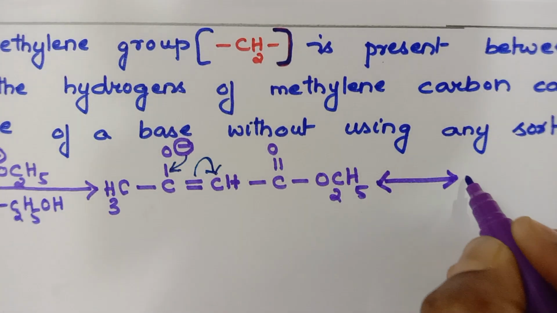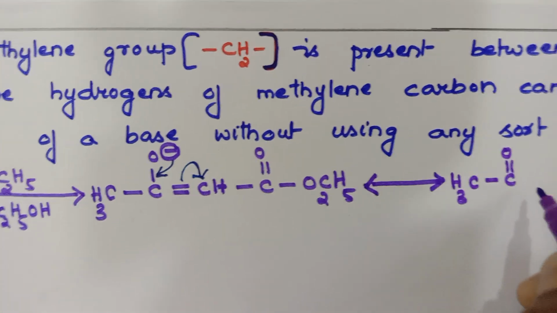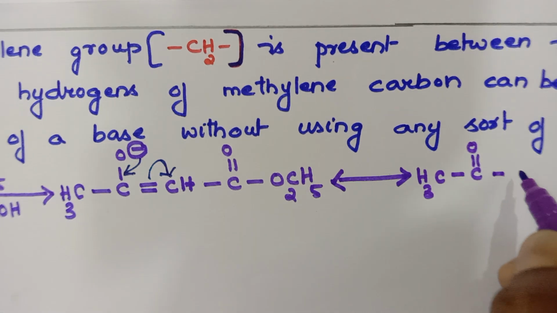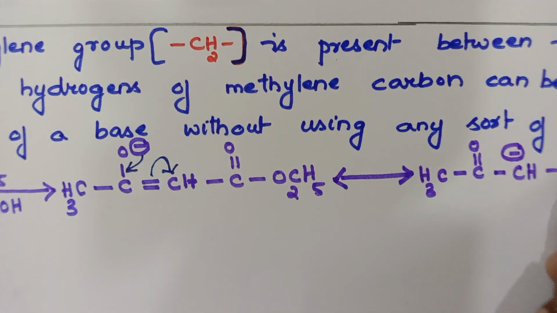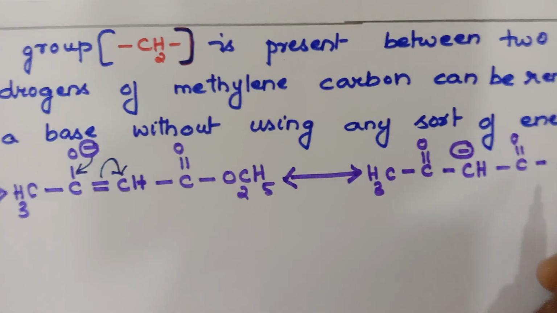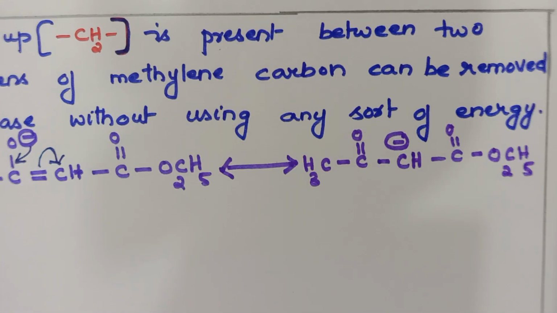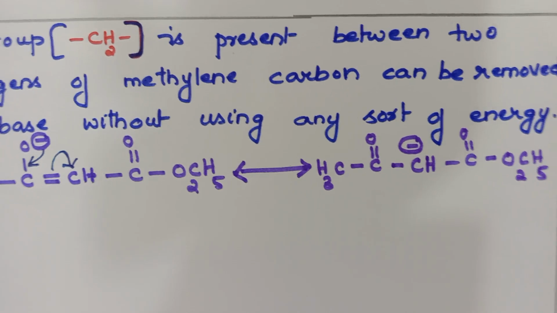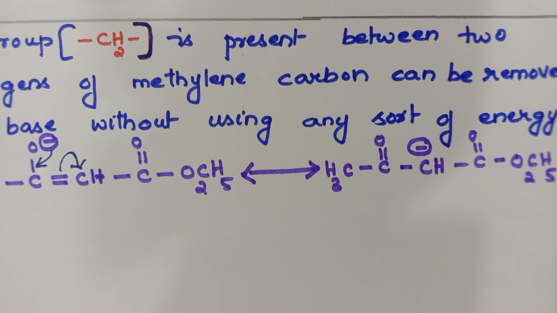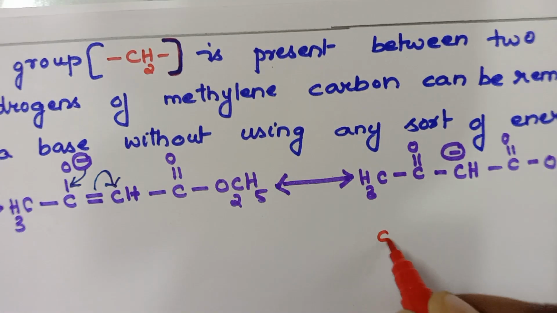So I will show here CH3, C double bond O, CH minus, C double bond O, O, C2H5. Okay. CH3, C double bond O, CH minus, C double bond O, O, C2H5. So this is how the carbon ion is being formed, students. So mention here below carbon ion.